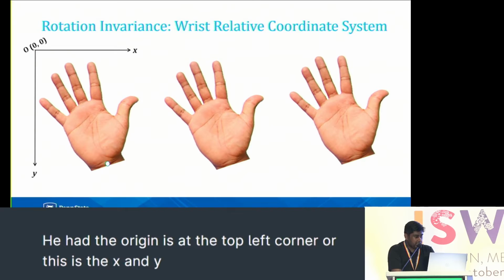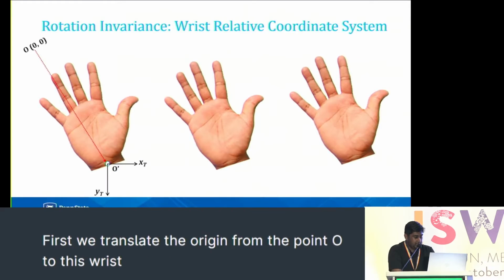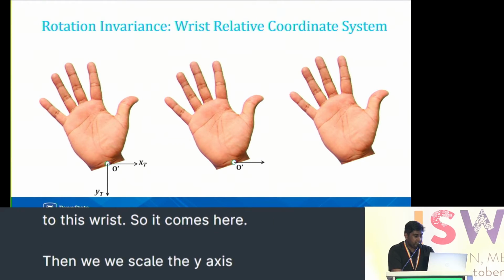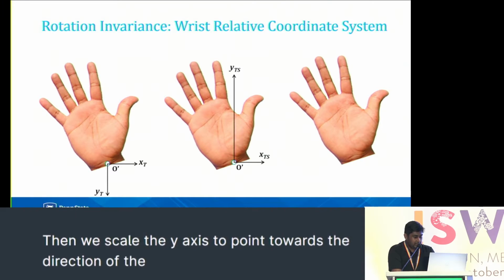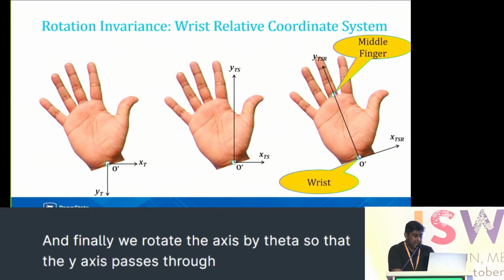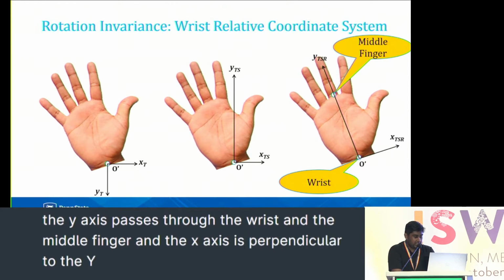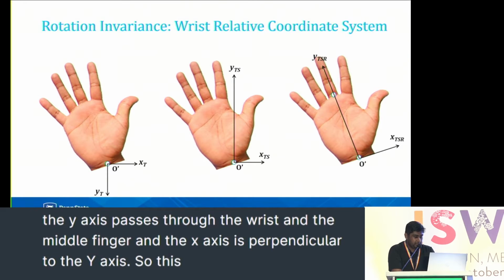First, we translate the origin from the point O to this wrist. So it comes here. Then we scale the Y-axis to point towards the direction of the fingers. And finally, we rotate the axis by theta so that the Y-axis passes through the wrist and the middle finger, and the X-axis is perpendicular to the Y-axis. So this is our final coordinate system.